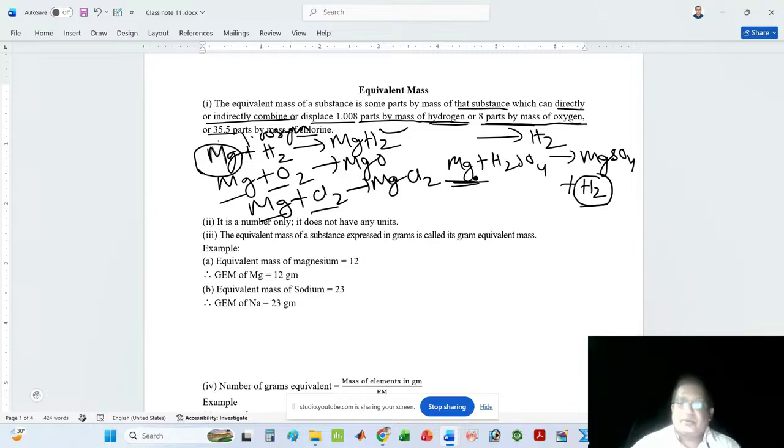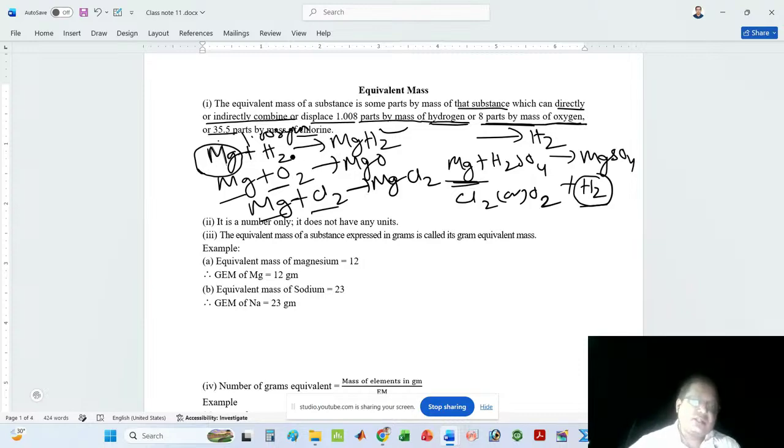Similarly, you can also think about the release of chlorine or the release of oxygen, whether hydrogen combines or displaces, whether oxygen combines or displaces, whether chlorine displaces or combines. This is the concept: what amount of substance is needed to displace directly or indirectly, or combine with 1.008 parts by mass of hydrogen, or 8 parts by mass of oxygen, or 35.5 parts by mass of chlorine.